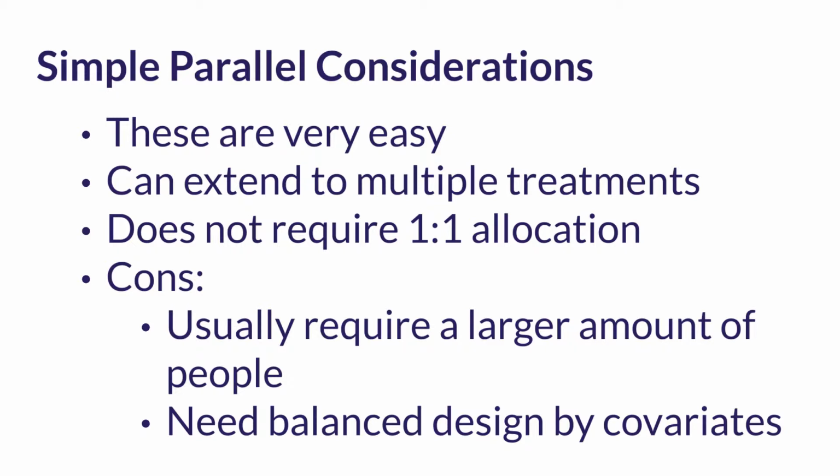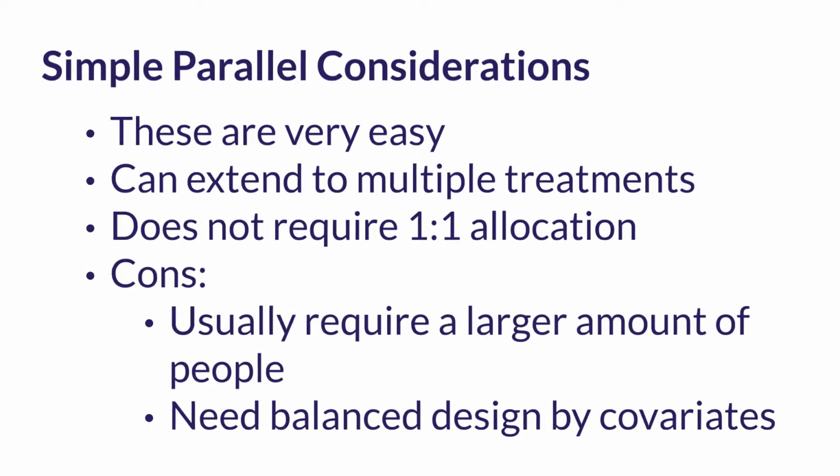The cons of simple parallel designs is that they usually require a larger amount of people, and you need a balanced design by covariate. So if it's very simple, you may end up with a more heterogeneous group of people in each treatment arm. That can make your variance larger. That will in turn make your statistical tests a little bit more difficult to reach significance. So if you're just simply doing treatment 1, treatment 2, be aware of that factor.